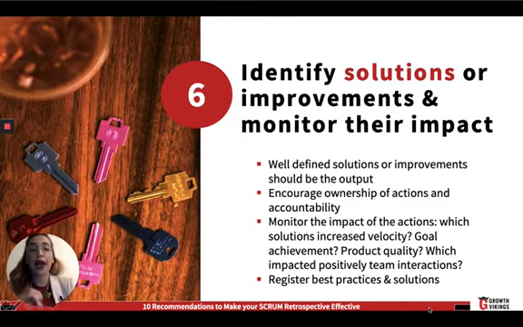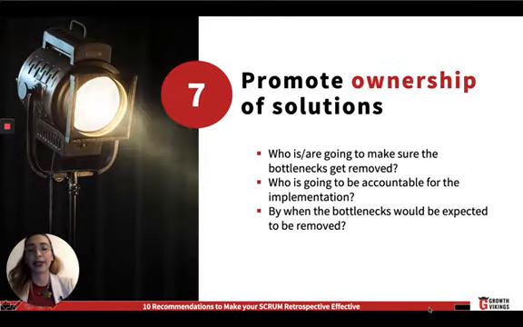Which increase velocity? Which ones increase goal achievement? Which ones increase product quality? Which ones impact positively the team interaction? Register the best solution and the practices associated to it.